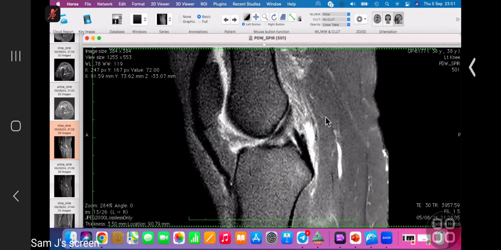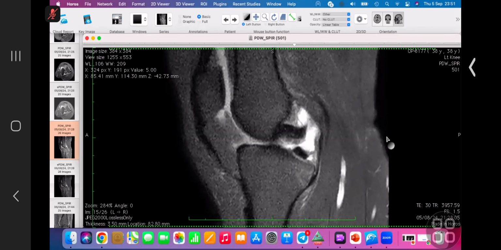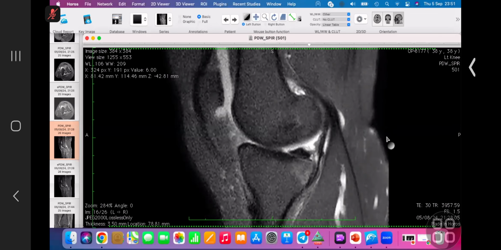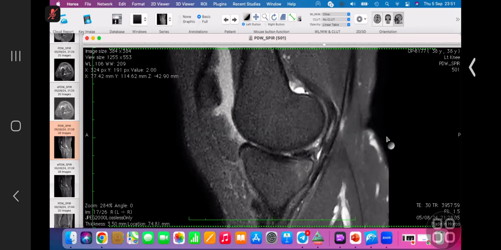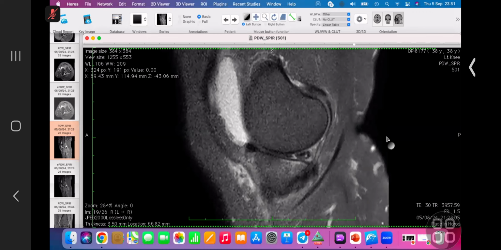I think there is a tear of the medial meniscus, and I suspect that there is a bony fragment seen beneath the posterior cruciate ligament. I can also appreciate an area of bone marrow edema in the most posterior aspect of the medial tibial plateau. So I suspect this patient may be having a bucket handle tear of the medial meniscus, which I would like to assess further in a PD fat set, if it is there.